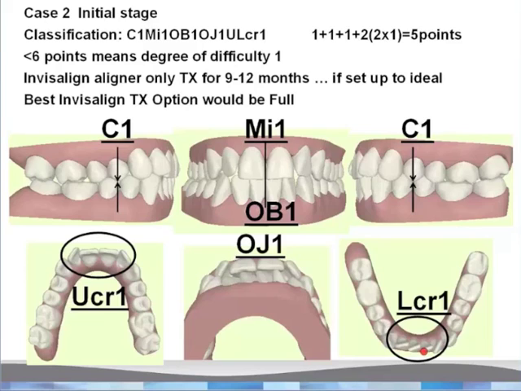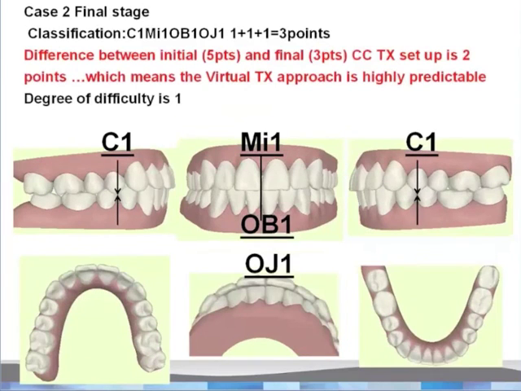So the Invisalign only treatment, and this will be if we decide that we want to go, and most certainly on this case we do want to set it up to ideal. Let's see what that's going to look like. So if we do set it up to ideal, the initial classification was 5 points. Now that we've treated and got rid of the crowding, it's now down to 3 points. The difference is 2 points, and you can see how easy this treatment is going to be.